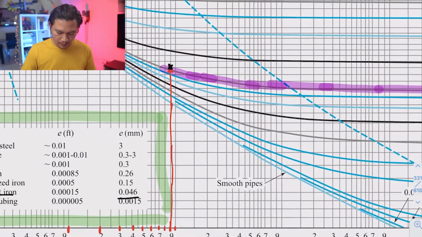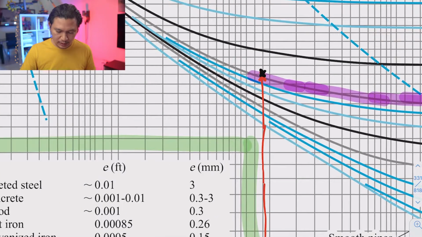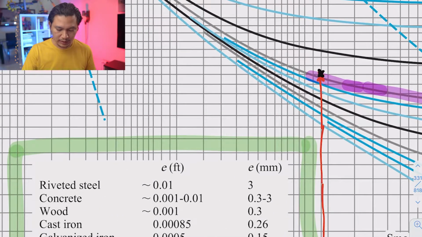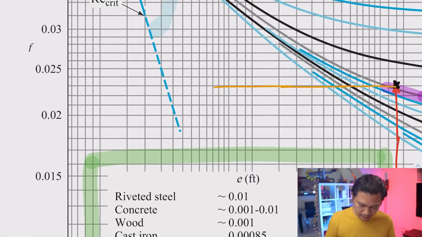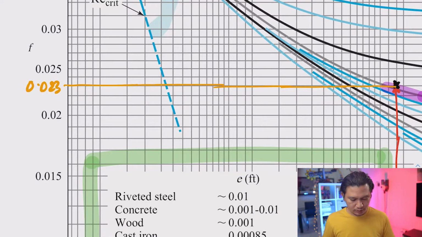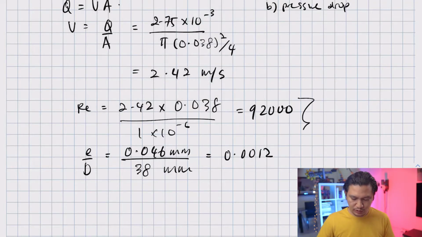Right? So what I do next is to draw a line to the left-hand side of the diagram. That is where I'm going to find my friction factor. If I use orange here, I'm going to follow this line to the left, and this brings me to the f value of 0.023. Okay, now let me get back to our notes. Now we know that the combination of these two parameters will give us the friction factor of 0.023.